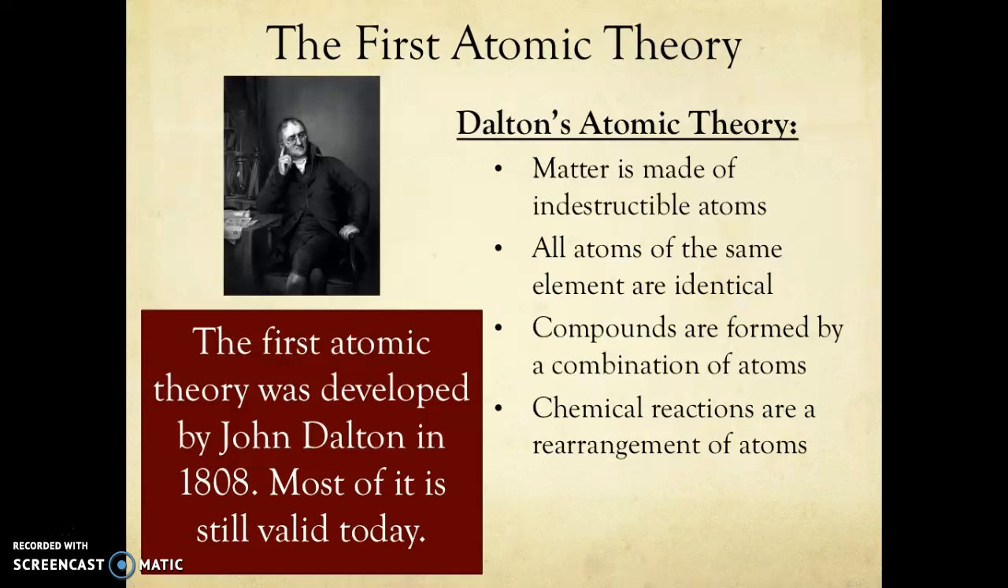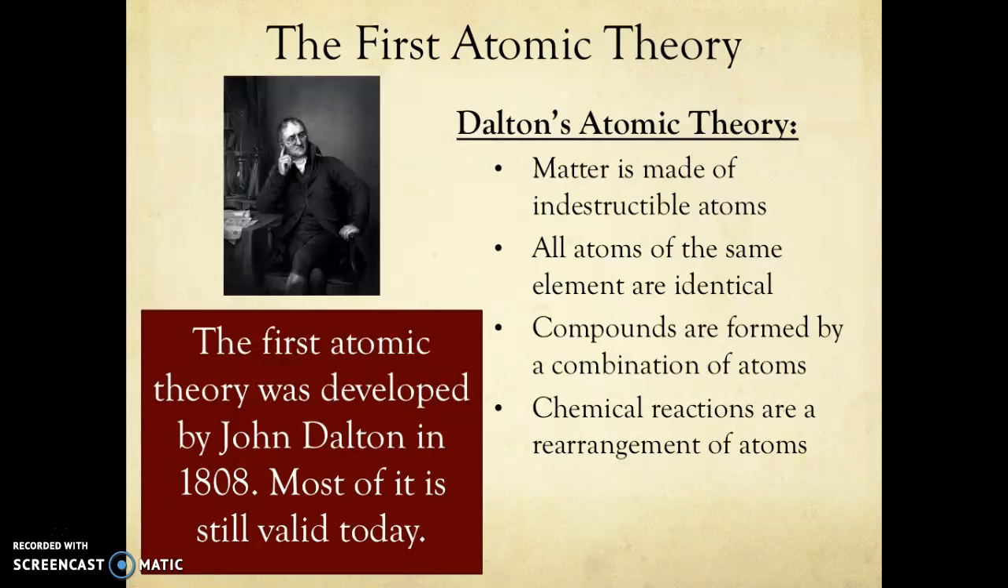So the very first atomic theory was written by a guy by the name of John Dalton in 1808. So this was the first atomic theory. This is not the current modern version, but a lot of the information that John Dalton said is still valid today. And his atomic theory had 4 parts. It said that matter is made of indestructible atoms. All atoms of the same element are identical. Compounds are formed by a combination of atoms. And chemical reactions are a rearrangement of atoms.